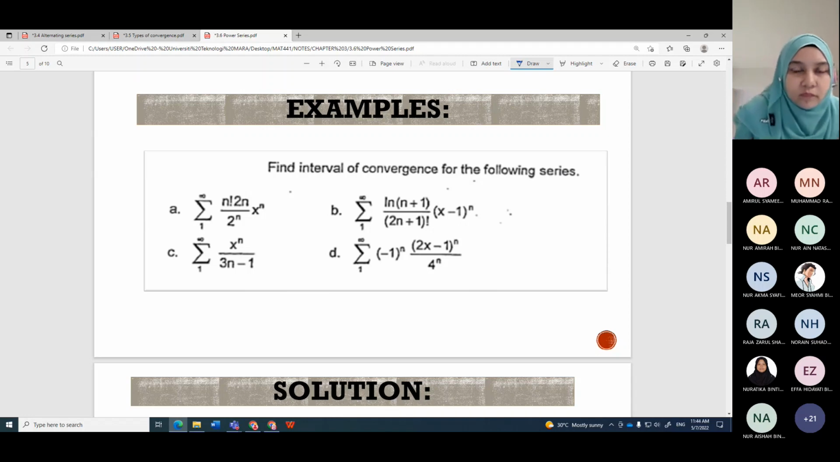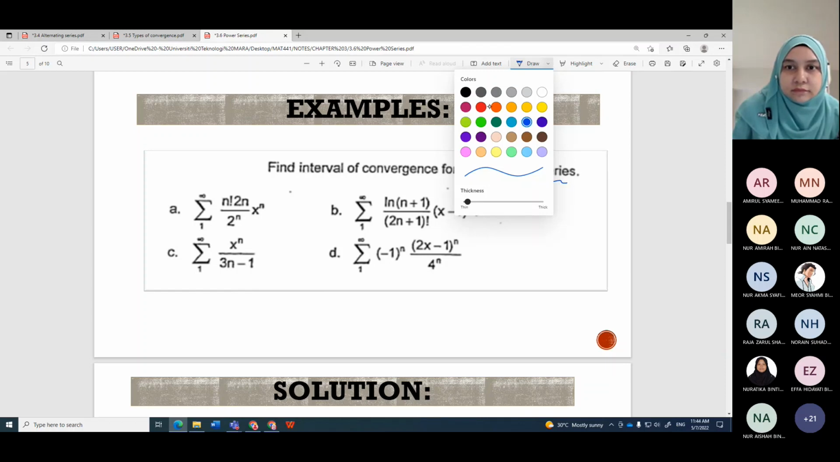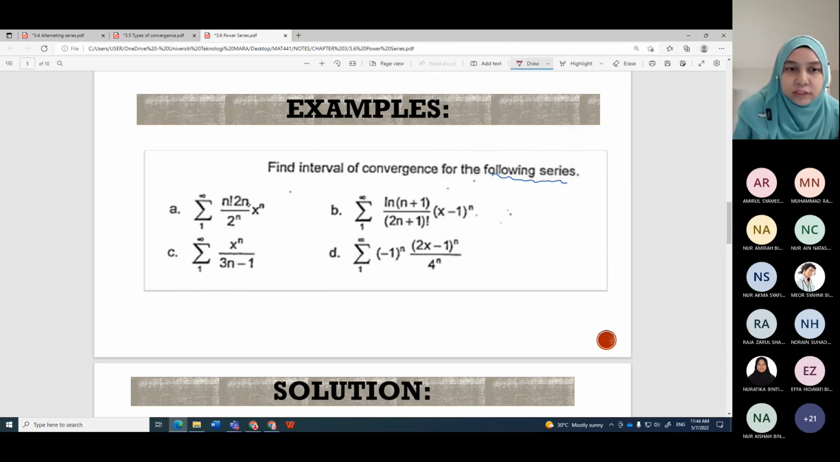Example. Find the interval of convergence for the following series. Kat sini dia tak ada mention series apa kan, tapi you all perlu tahulah this is the power series, sebab daripada sini, x power of n. This is a power series.